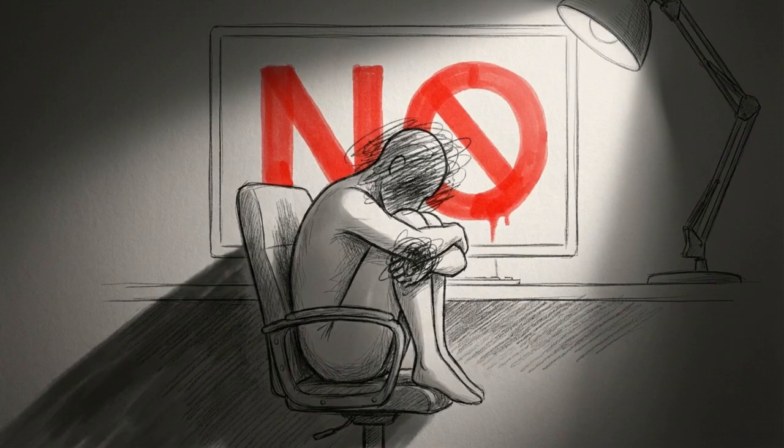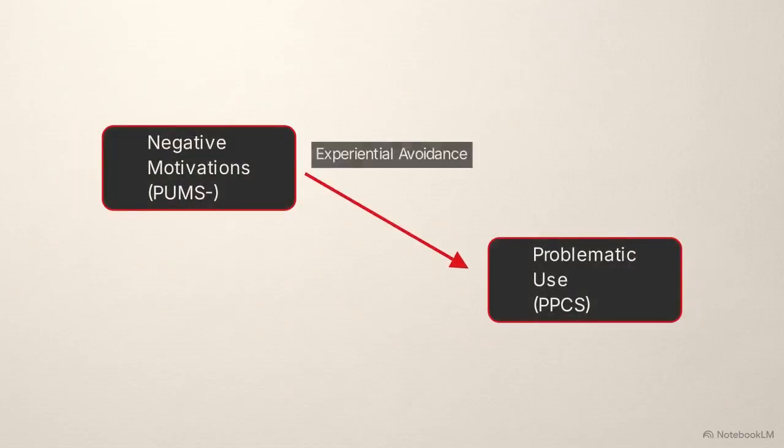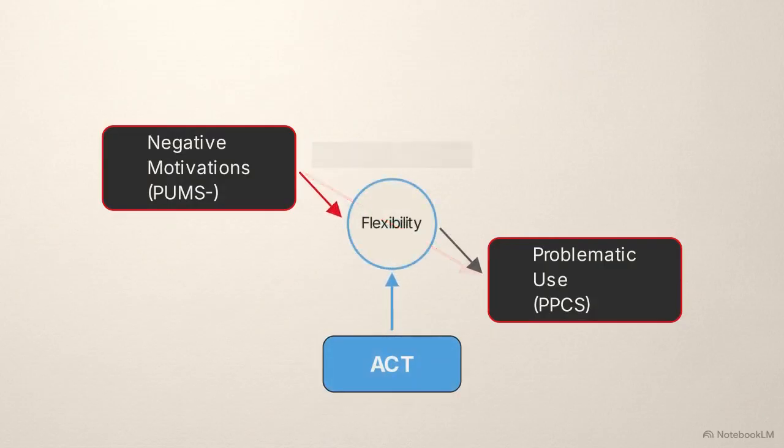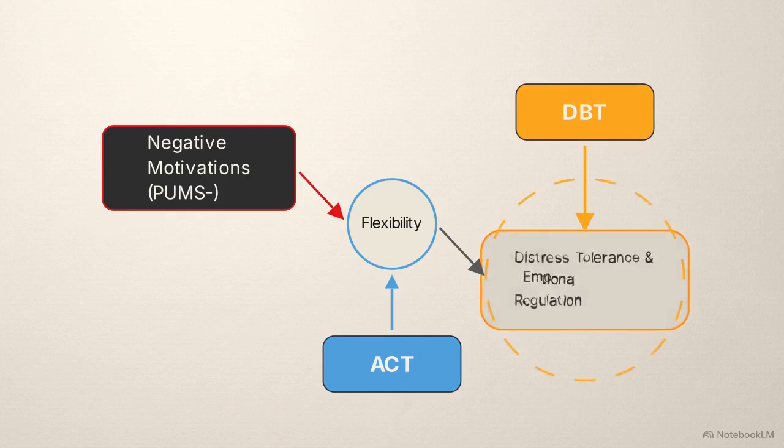Abstinence-only interventions fail for dysregulated users because they target the behavior without addressing the functional avoidance driving it. The data supports acceptance and commitment therapy, or ACT. This intervention uses mindfulness to increase psychological flexibility. It specifically targets experiential avoidance, helping patients tolerate emotional discomfort without resorting to compulsive sexual behavior. Dialectical behavior therapy, or DBT, serves as a complementary framework. DBT focuses on teaching distress tolerance and emotional regulation to stop the use of sex as a coping mechanism.